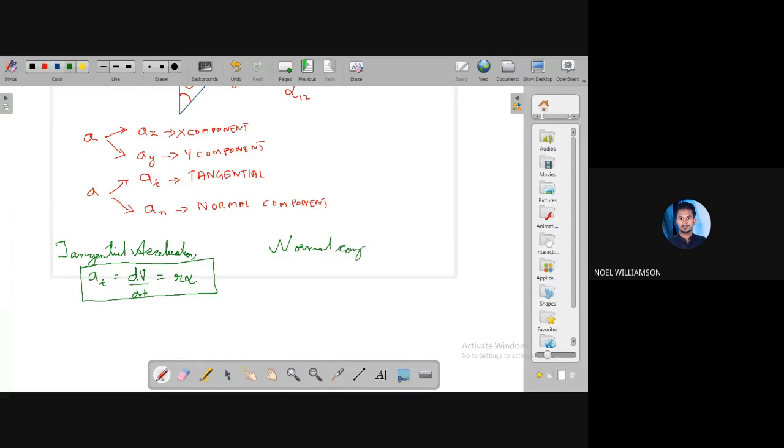Normal component of acceleration, an, is given by omega square r. We can write v equal to r omega, so instead of omega, we can write v by r. So this will turn into v square by r. Any relation you can use.